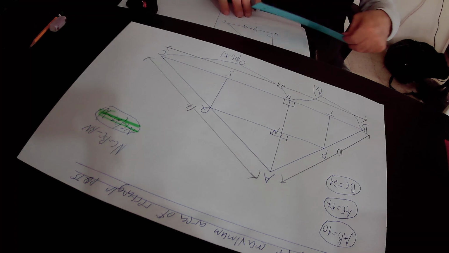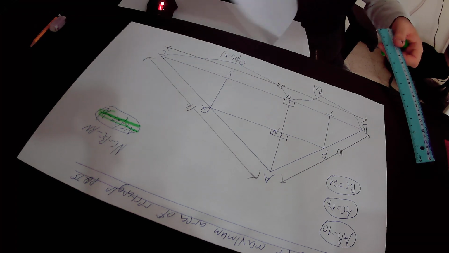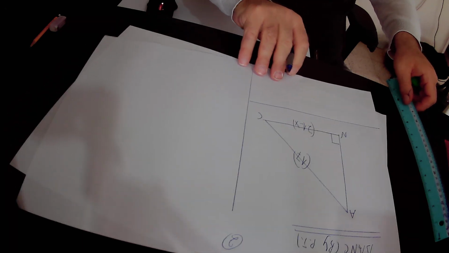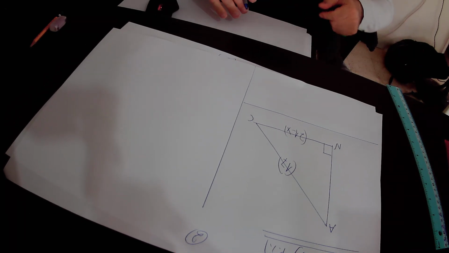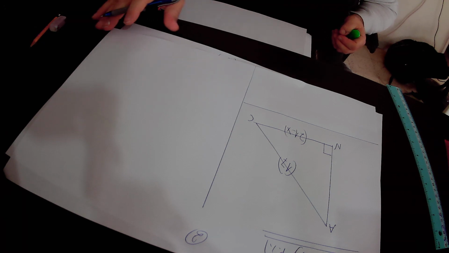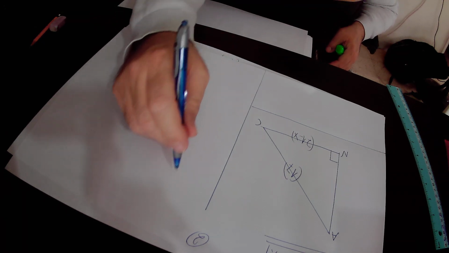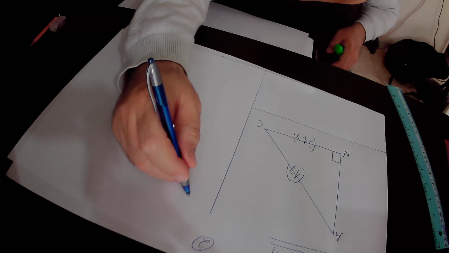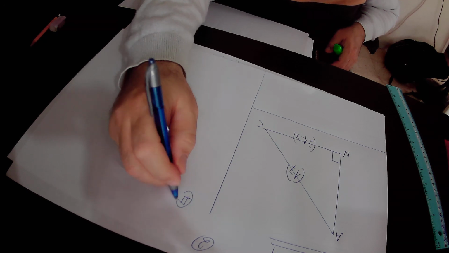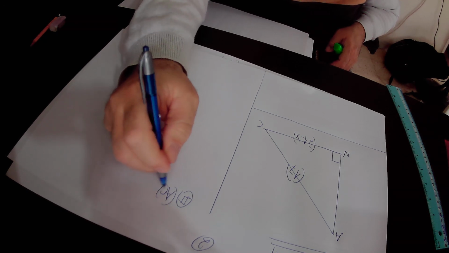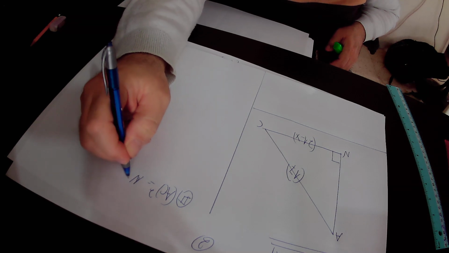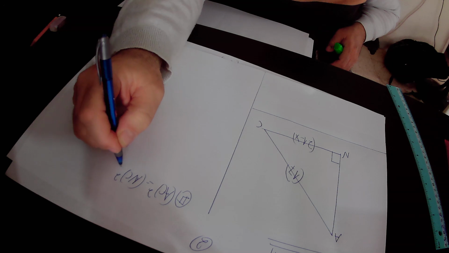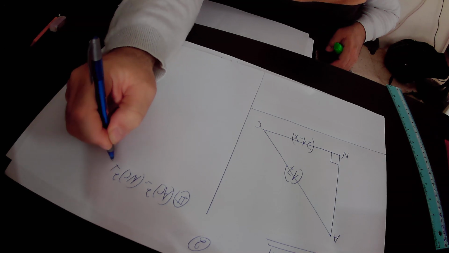So actually, this is the right triangle ANC, according to the original drawing. According to the Pythagoras theorem, in this right triangle ANC, AC squared equals NC squared plus AN squared.